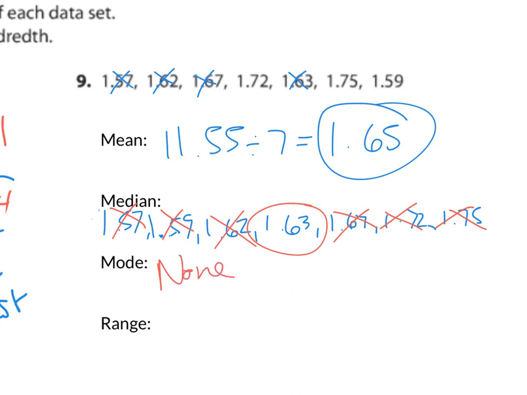The range, the biggest from the smallest, 1.75 minus 1.57, which is 0.18. Moving on in 3, 2, 1.